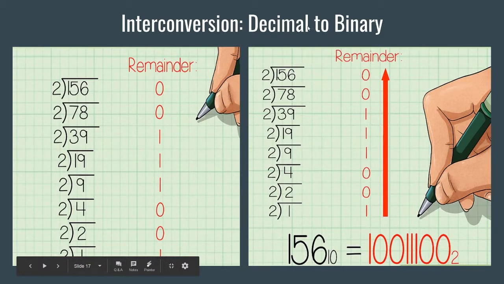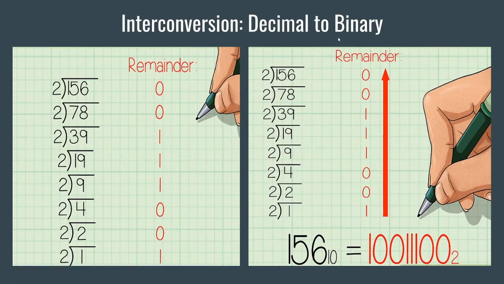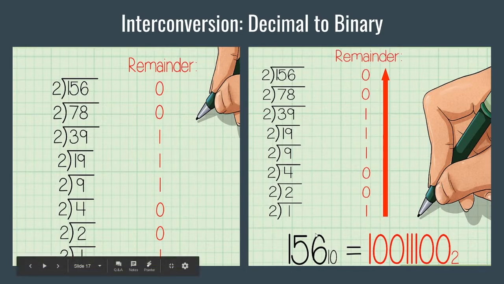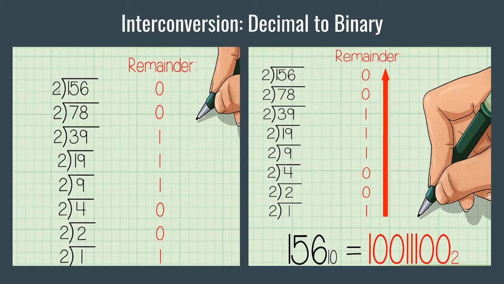As we know, the base of the binary number system is 2. So we will keep on dividing this decimal number by 2 until we get the remainder as either 1 or 0. So let's see how we go on. Now we have 156 and we need to divide that by 2. So the quotient is 78 and the remainder is 0.